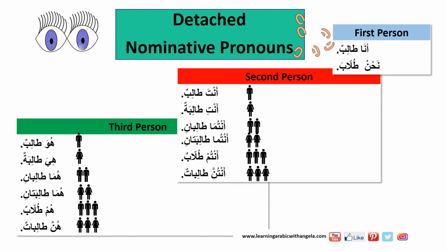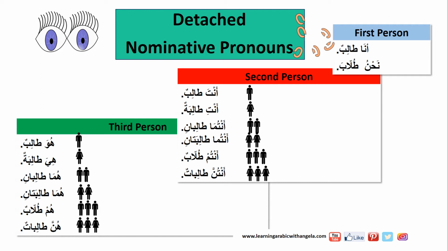نحن طلاب, we are students. أنت طالب, you are a student, for the masculine singular. أنت طالبة, you are a student, for the feminine singular. أنتما طالبان, you, that is for the dual, that is you both are students. If it was two females, that would be أنتما طالبتان. So for the dual feminine, أنتما طالبتان.